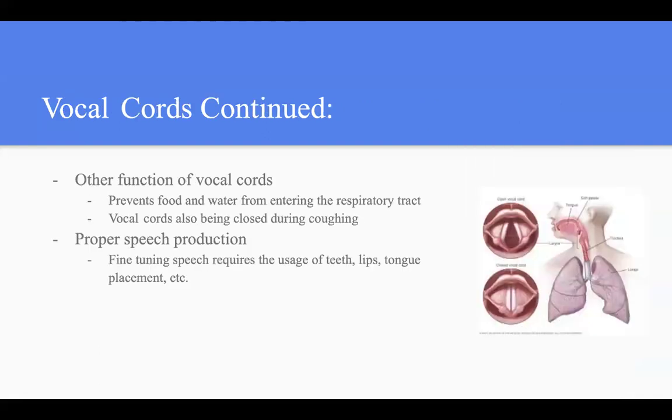Vocal cords, what vocal nodules develop on, have various functions, including their ability to open and close, which does not just aid in airflow, but also prevents food and water from entering the respiratory tract, helping to block objects from entering to ensure a clear passageway. They also can close during coughing to further block any mucus that's coming up or can enter.